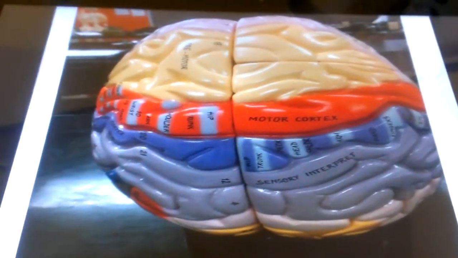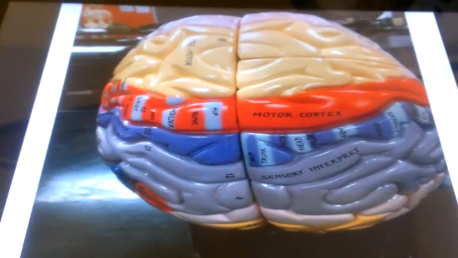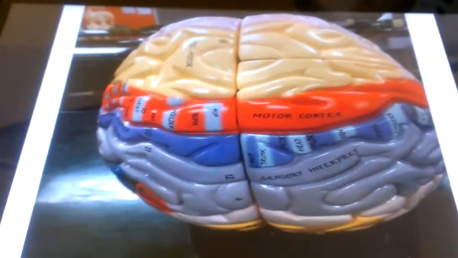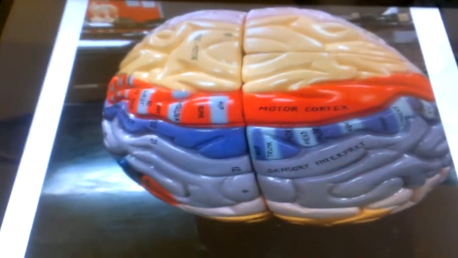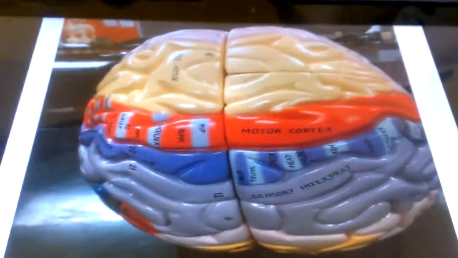Now, the cerebrum is responsible for learning language. It interprets sensory information. It plans movement and also personality. As you can see some of it from my picture, it tells you a little bit of it.